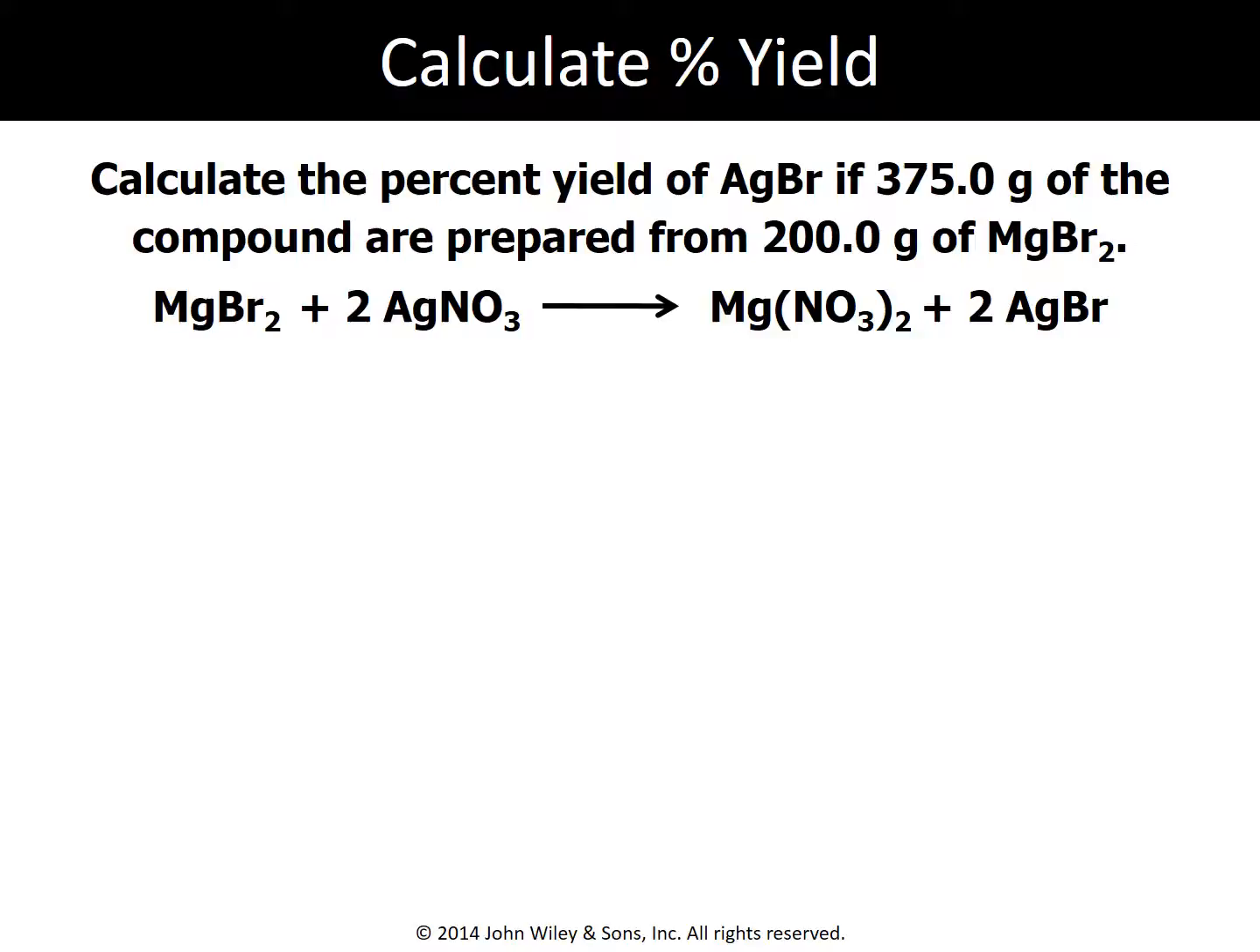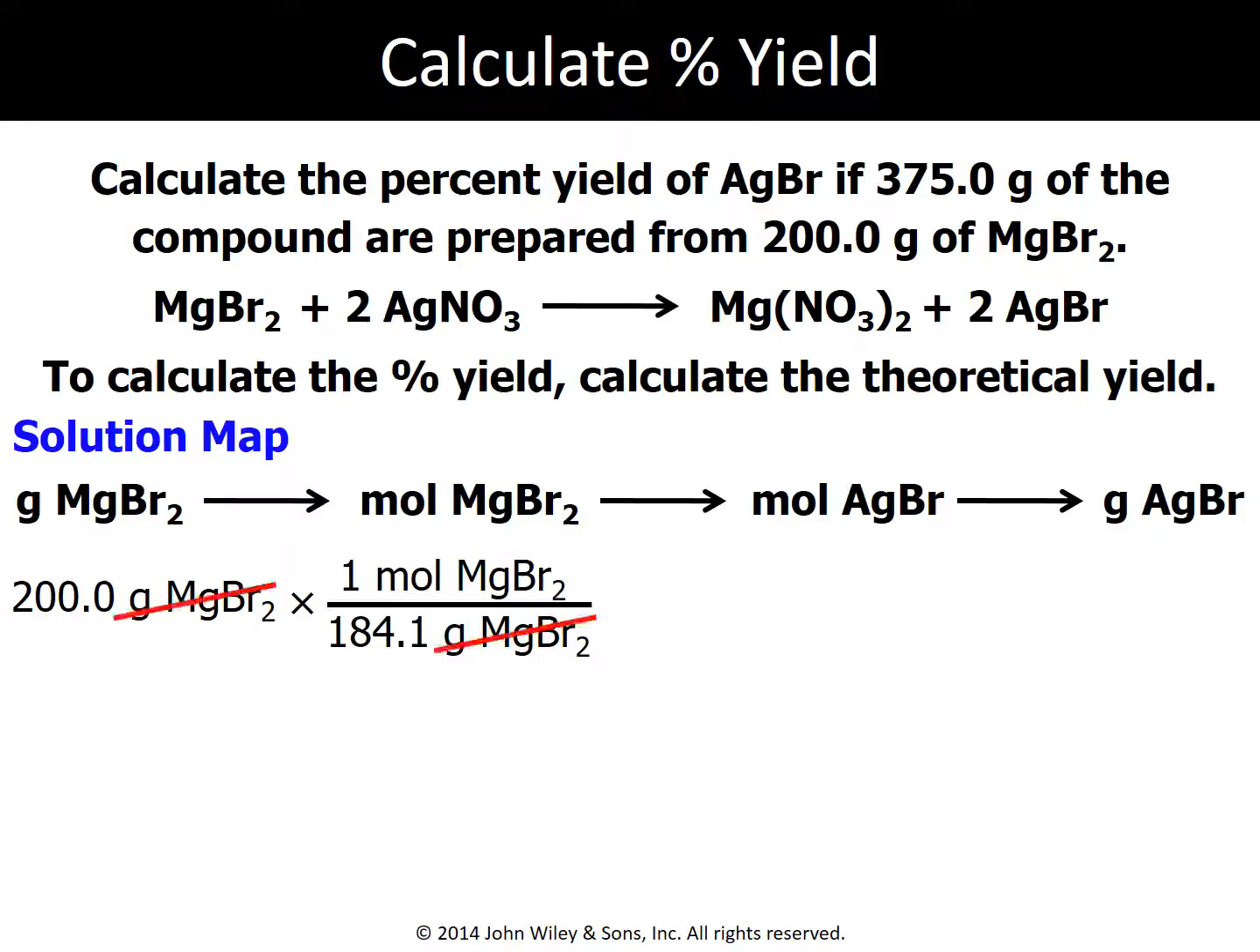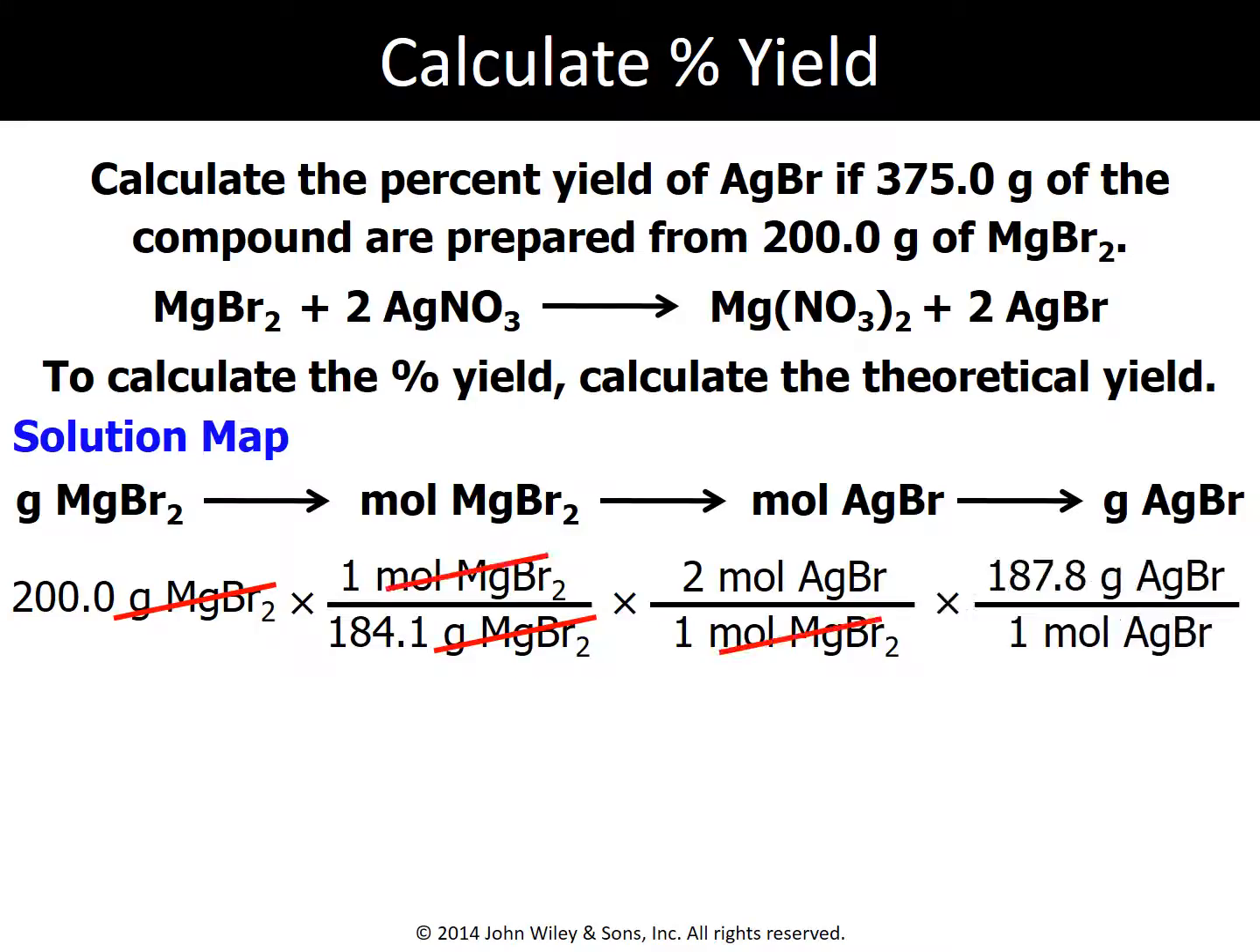So here, let's calculate the percent yield of silver bromide if 375 grams of the compound are prepared from 200 grams of MgBr2. In this case, we need to isolate what's given and then compare that to our theoretical yield. We'll start with grams of magnesium bromide, go to moles, and then to grams. So 200 grams times our molar mass times our molar ratio times the molar mass of silver bromide, and we're going to get 408 grams.